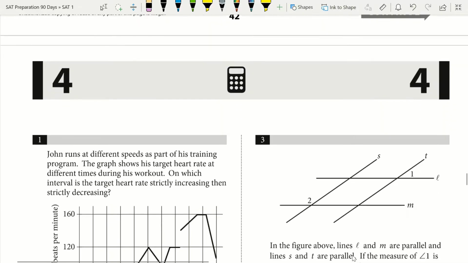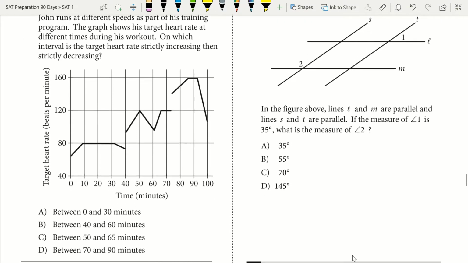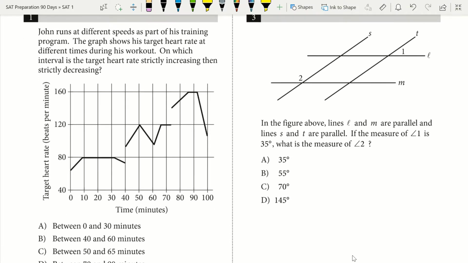Okay, so time has started. I got 55 minutes here. So we got John runs at different speeds as part of his training program. The graph shows his target heart rate at different times during his workout. On which interval is the target heart rate strictly increasing, then strictly decreasing?